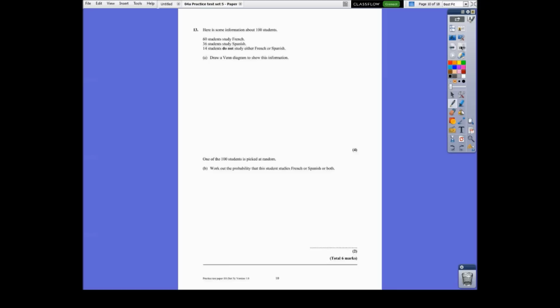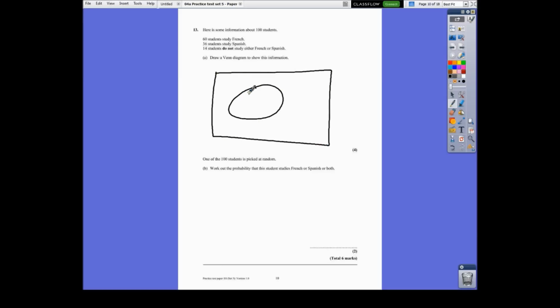Question 13. Here is some information about 100 students. 60 study French, 36 study Spanish, 14 do not study either. Draw a Venn diagram. Well, straight away, what we should be looking at here is that obviously we need two circles overlapping, one for French and one for Spanish. Straight away we can say that 14 don't do either.